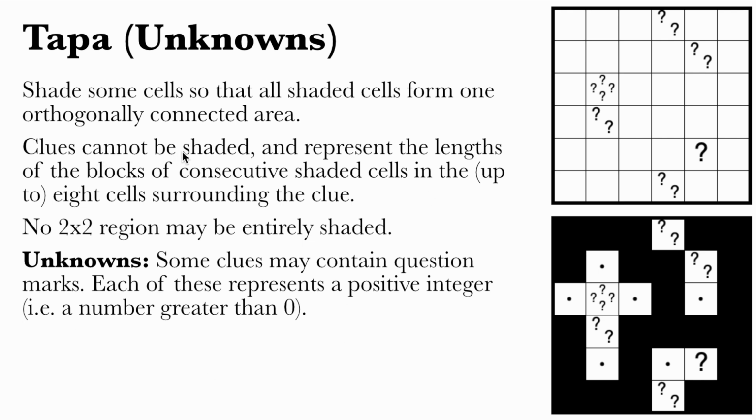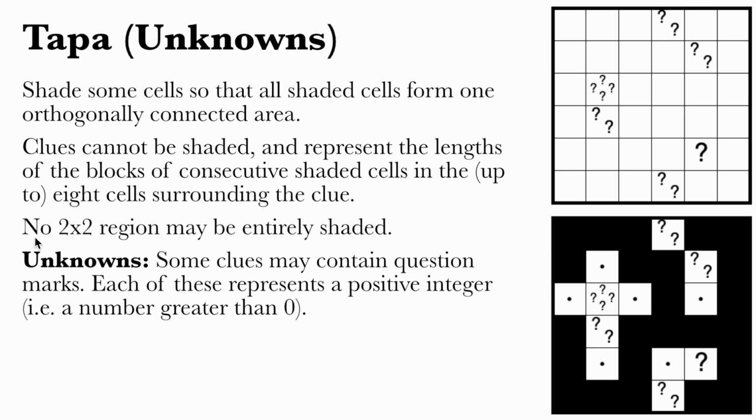Clues cannot be shaded and represent the lengths of the blocks of consecutive shaded cells in the up to 8 cells surrounding the clue. So clues are any of the cells that have writing in them as opposed to being blank. And if there is a number in a cell, we know that there is a length of exactly that number of cells in the surrounding cells. We'll come back to that in a moment.